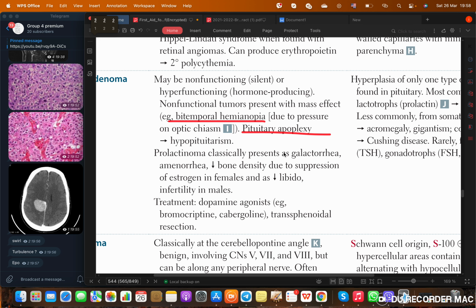Pituitary apoplexy can lead to hypopituitarism, which means when the pituitary is super big, the blood supply to it will not be as much. So it can just necrose and die. And the patient will have a massive hypopituitarism.